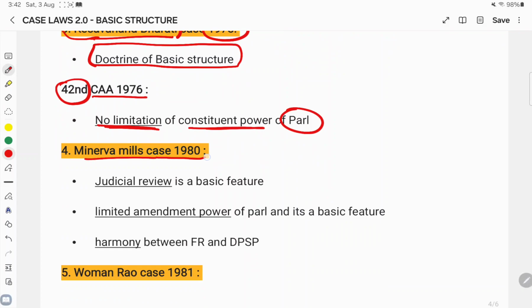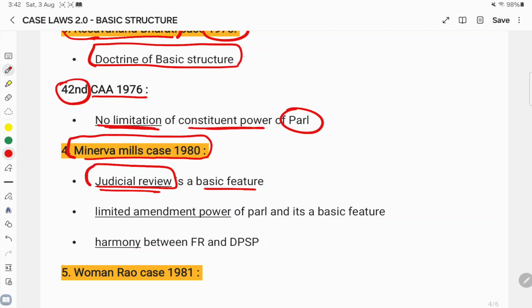In the Minerva Mills case of 1980, the Supreme Court said that judicial review is a basic feature. So you cannot take away from the judiciary the power of judicial review of the different laws of the legislatures and the executive directions or decisions. So judicial review became a key feature of the basic structure of the Constitution.